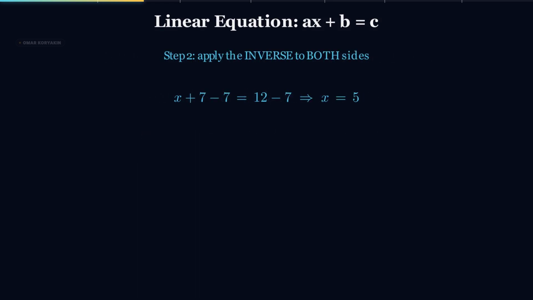Step 2. Apply the inverse operation to both sides of the equation. Addition is undone by subtraction, so to undo plus 7, we subtract 7 from both sides. Multiplication is undone by division, so to undo times 3, we divide both sides by 3. The balance principle guarantees that doing the same thing to both sides leaves the solution unchanged. After the inverse step, the variable is alone on one side and a specific number is alone on the other.